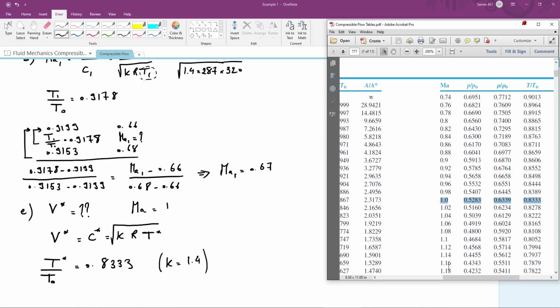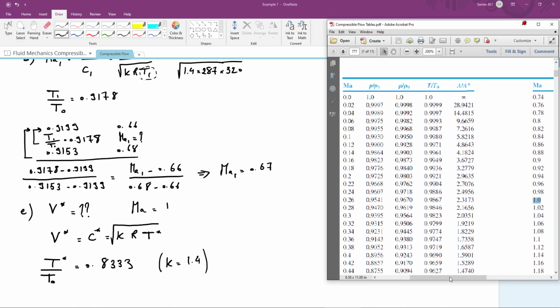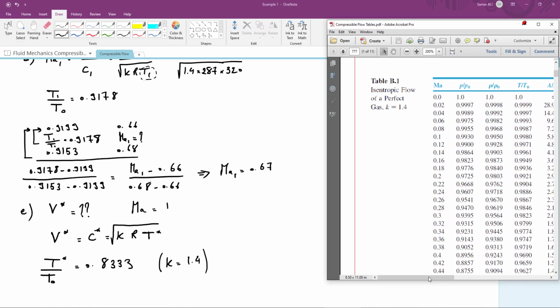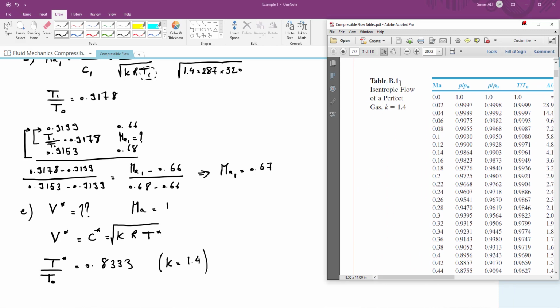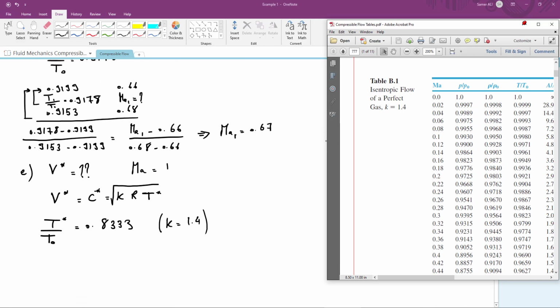And this is valid for K equal to 1.4, because you can see here in the title we have table B1, isentropic flow of a perfect gas when K is equal to 1.4. So you should also be careful that this table is only valid when the specific heat capacity ratio is equal to 1.4, and of course is only valid for isentropic flow of ideal gas. Now let's go back to the problem and find T star.